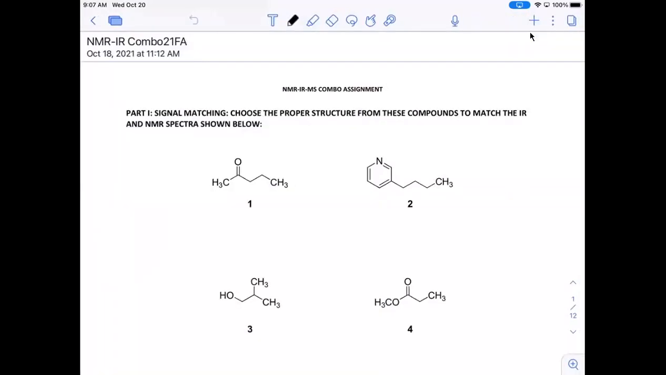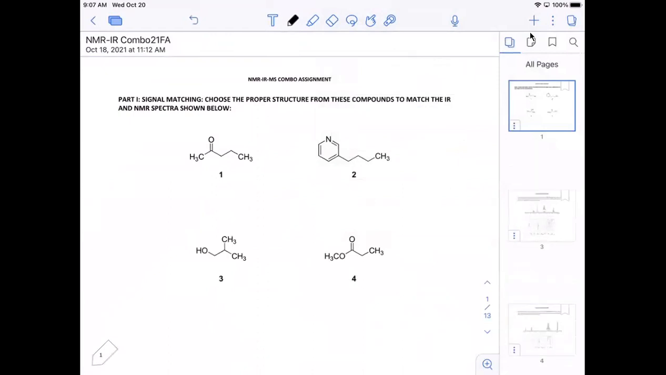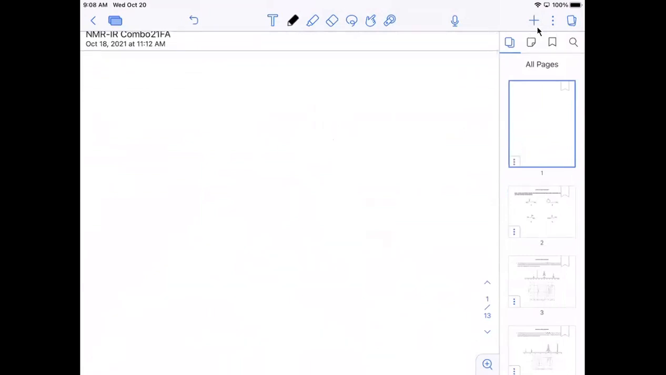So we're going to be working on this handout today. On Monday, we talked about a bunch of different aspects of NMR, but the main aspects that we talked about, let me throw a page in here. So the most important thing that we talked about was non-equivalence. And that's going to determine how many signals you see.